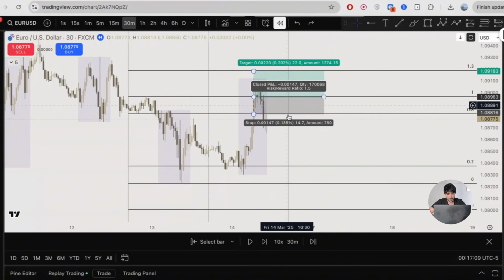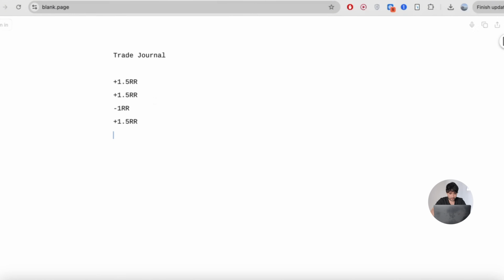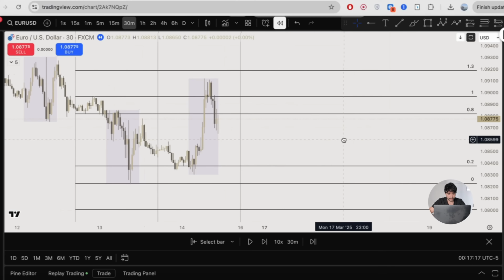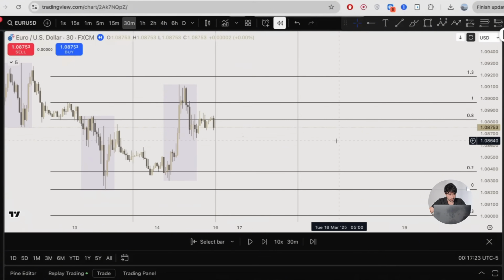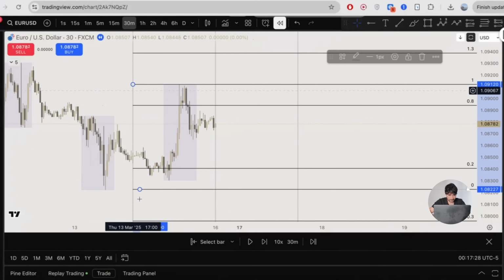And that is going to be a -1R, which is totally fine, totally expected. So we'll get rid of this on screen. Back to our journal, -1RR, and we'll continue playing price. All right, wonderful. So we have our next range outlined. Document it. We'll denote it from high to low.